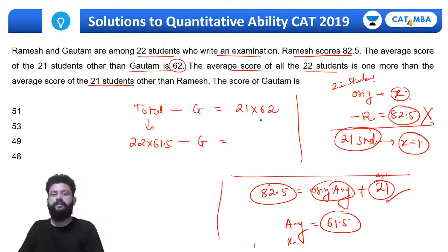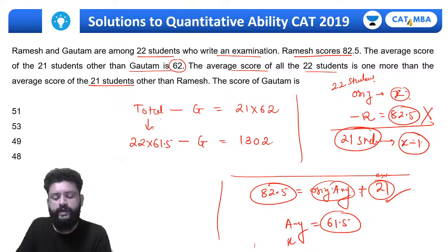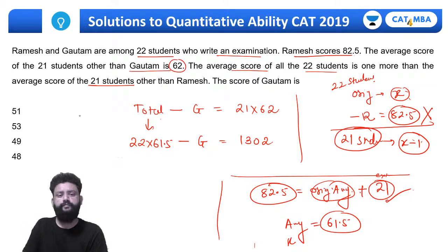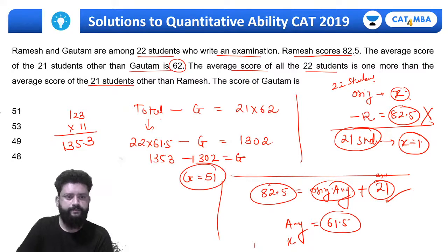21 into 2, that comes out to be 42. 22 into 61.5. Let's double 61.5 first. 1353 minus 42. That's the simple calculation.